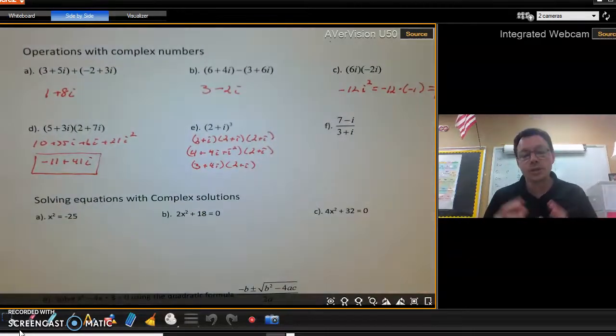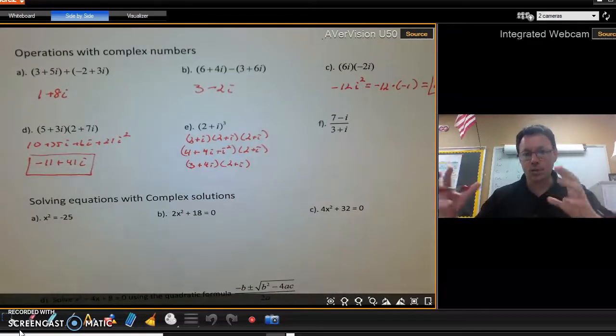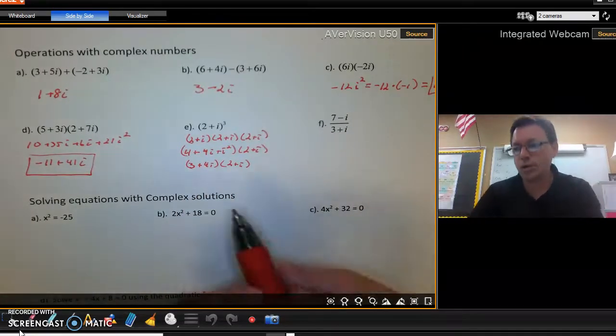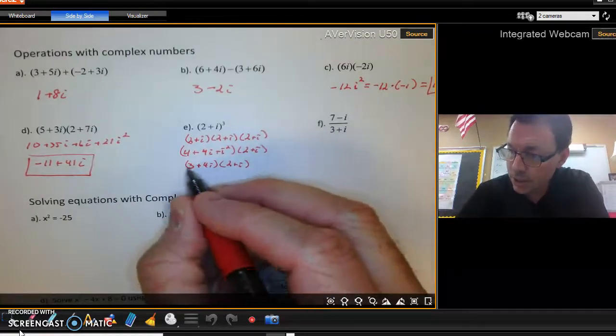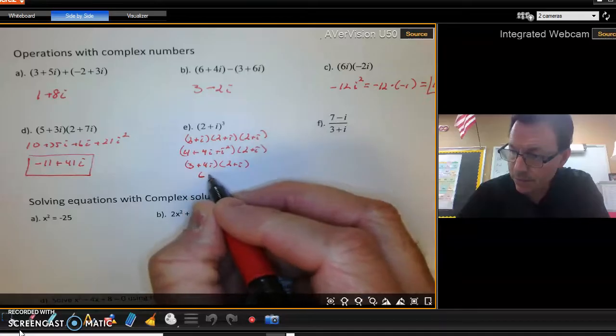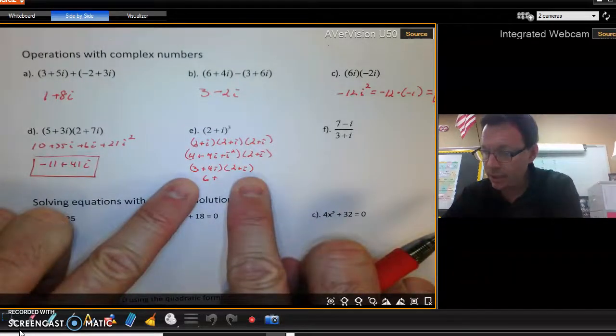So we do need to multiply again, but we're just going to FOIL again. We don't have a trinomial times a binomial. We just have two binomials multiplied together. So again, it's going to be 3 times 2, so 6 plus, all right, that's going to be 3i.